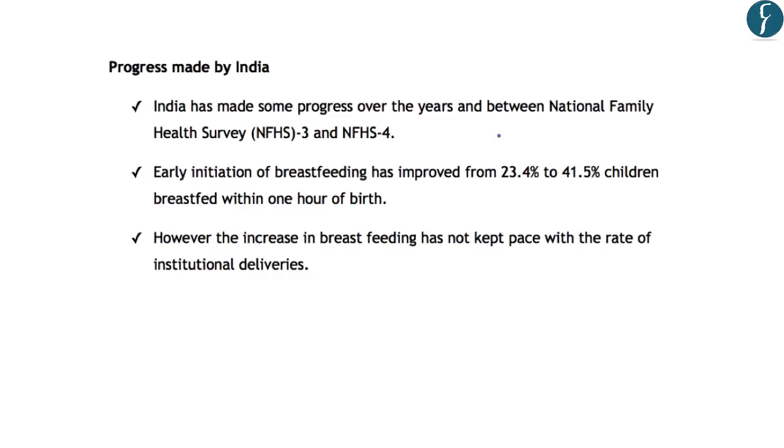India has made some progress over the years between the National Family Health Survey 3 and 4, that is the NFHS 3 and NFHS 4. According to these surveys, the early initiation of breastfeeding has improved from 23.4% in NFHS 3 to 41.5% in NFHS 4. However, this practice of breastfeeding has not kept pace with the rate of institutional deliveries. This means that despite an increase in the institutional deliveries, the breastfeeding practice is not increasing. And due to this, there has been an adverse impact on the infant mortality rate.